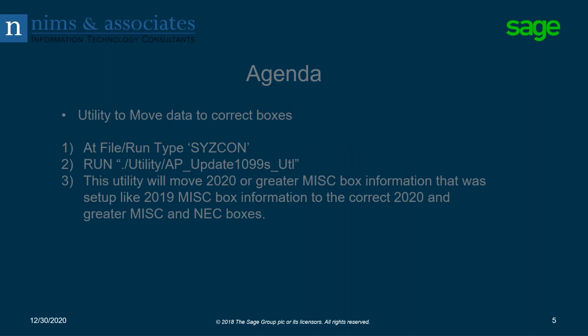In addition to making the boxes available, there's also a utility that's being provided. This utility will move the data from the miscellaneous box 7 to the NEC box 1, in addition to making some other changes to the box information. Now, you can manually do this if you choose to do so. Each of the boxes data is editable, and you can copy from box 7 for the miscellaneous form to box 1 for the NEC form and paste if that's what you want to do. But you can also run this utility, which will automatically take care of this for you. You would need to run this utility for each company. It's specific to the company, and once it's been run for a company, it cannot be run again. So you want to make sure that you do this at the appropriate time.